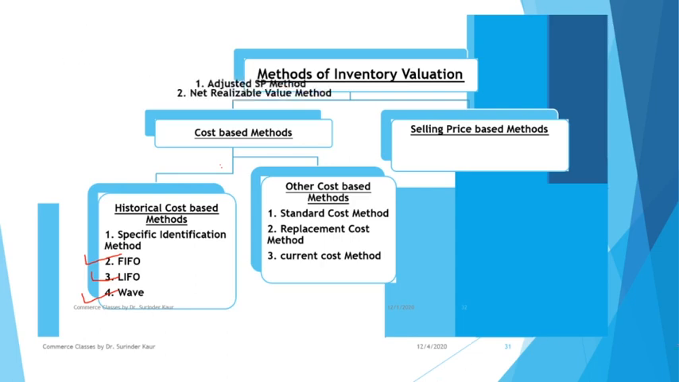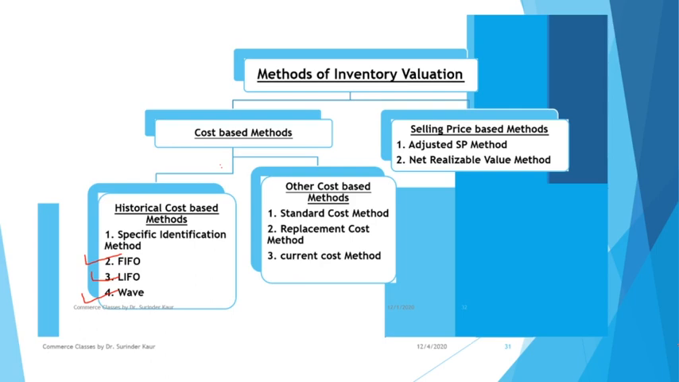Then under selling price based methods we also have adjusted selling price and net realizable value method. So I'll just give you a fair idea about this. Adjusted selling price basically implies that you have a certain gross profit rate, as a rule. You know that on your sales you make 20% gross profit, say.